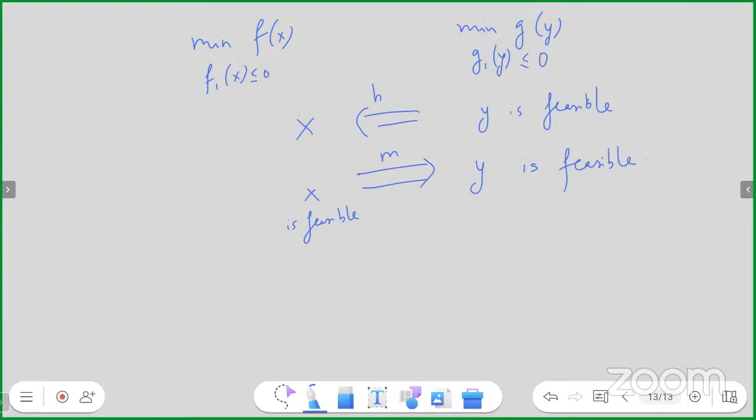Is it clear what I am saying here? Look at this program, find a y which is feasible here. I can create an x which is feasible here. And I can do the reverse process as well. What can you say about the two programs in terms of their equivalence? Let's not hurry this. Is the setting clear?